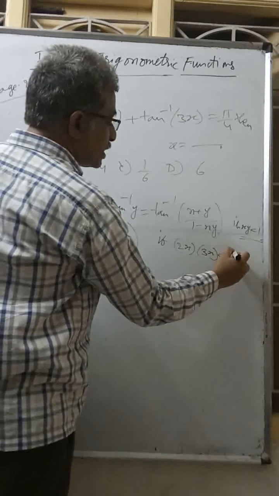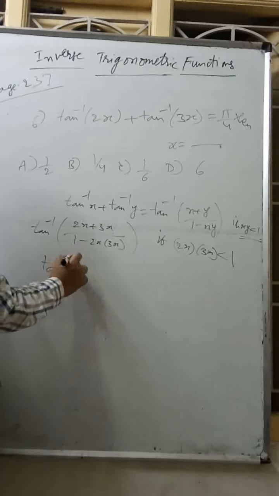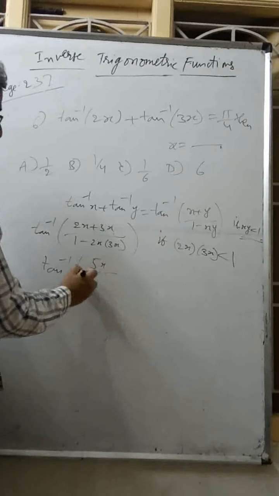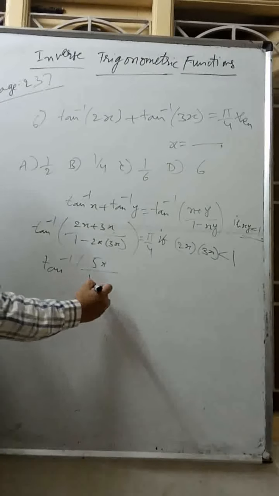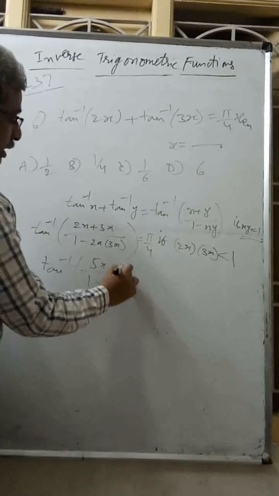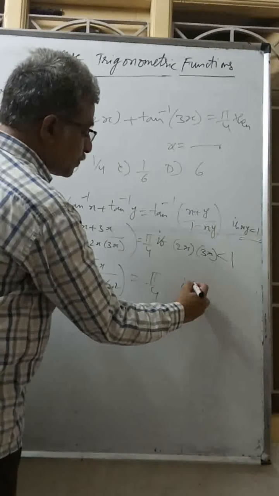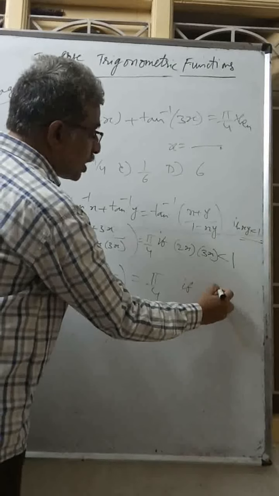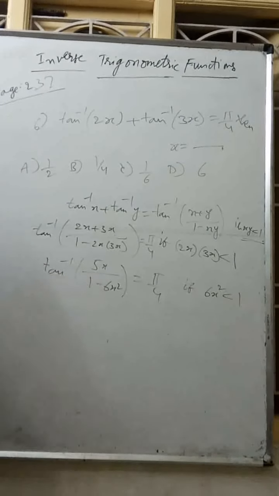Then only I can apply this. Now tan inverse of 5x by 1 minus 6x square is equal to pi by 4, giving pi by 4. So 5x by 1 minus 6x square is equal to pi by 4, and this holds if and only if 6x square is less than 1. So if I simplify this, what do I get?